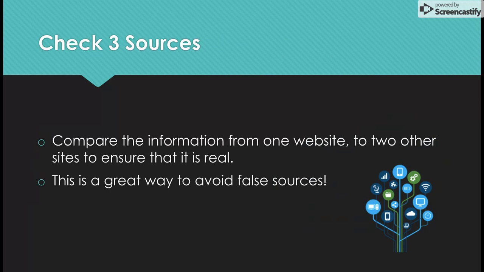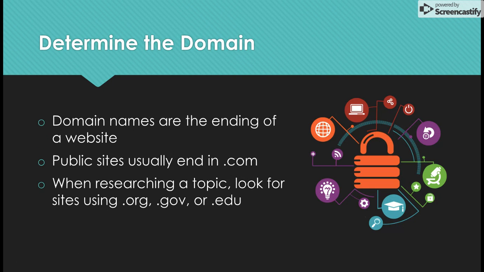So check 3 sources. Compare the information from one website that you found to 2 other websites to ensure that it's the correct information. It's so easy to get distracted by one website that seems like it is correct, but there's a lot of different misleading information out there. This way you can avoid false sources and give correct information in maybe the project you're working on.